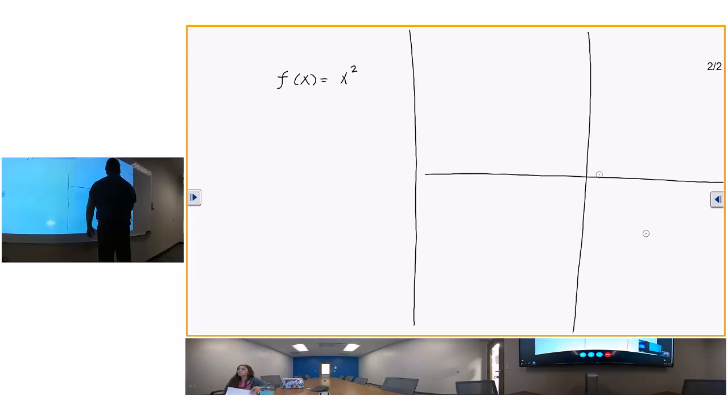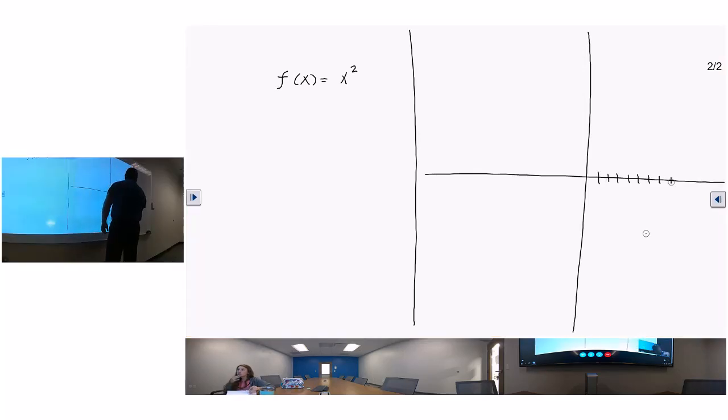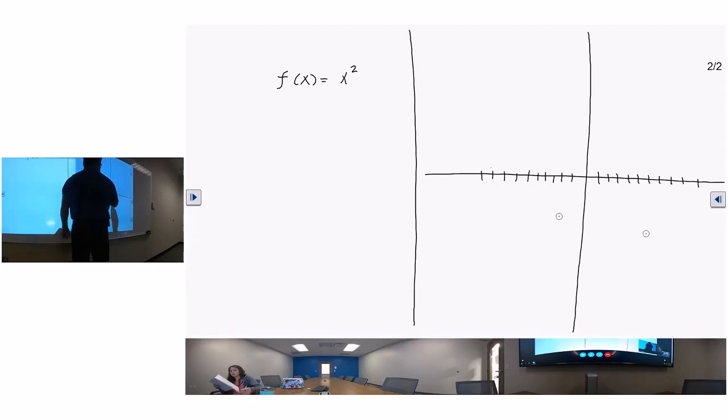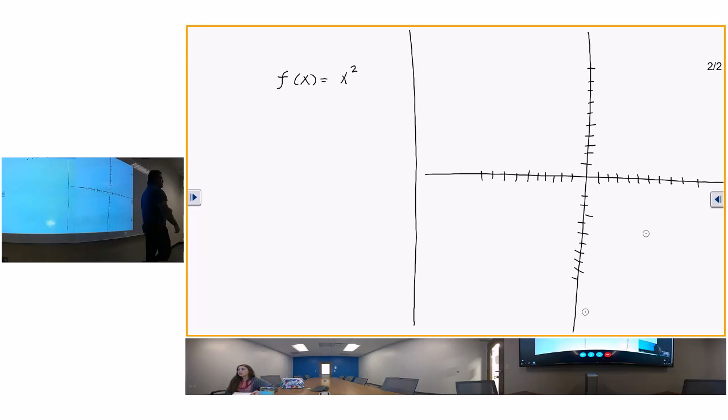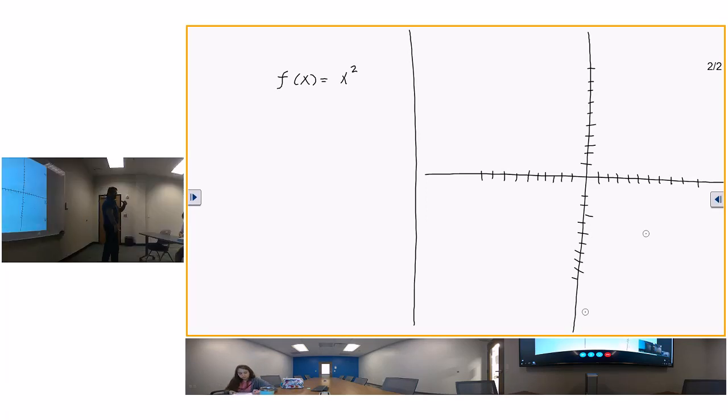Number the axes 1 through 10. I want you to get your highlighters out, your colored pencils or your colored pens, because we're going to draw 3 or 4 graphs on this one graph.